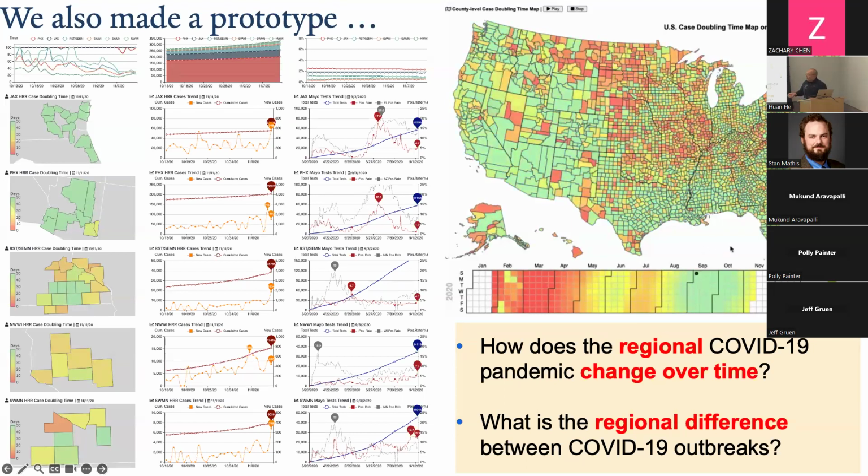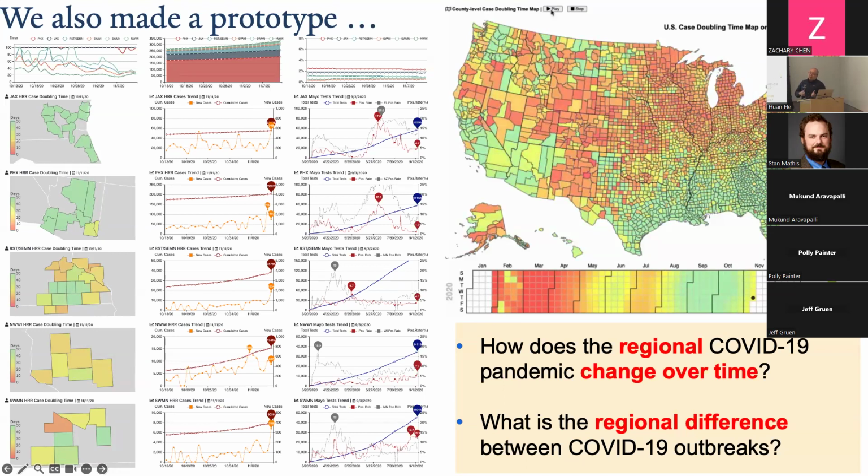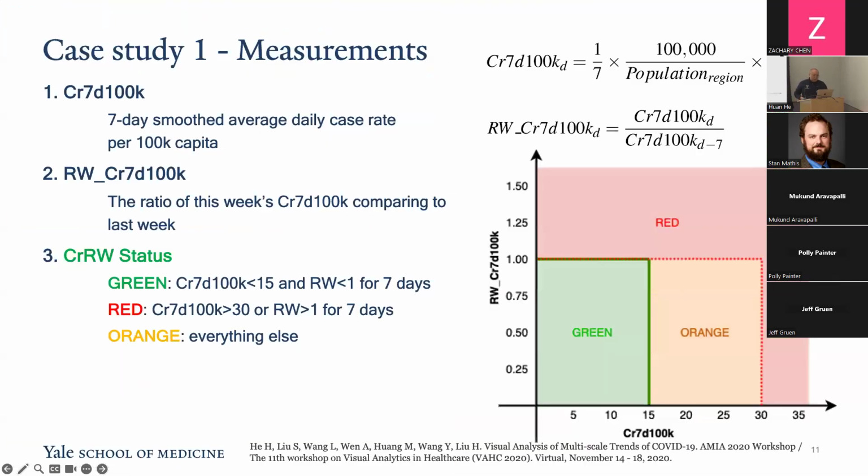Then we have this question: how can we know how those things change over time, and especially the overall picture of changes over time? And we also want to compare with other regional differences, like compare with Texas, how Minnesota's overall situation looks. Then we want to design something different for this. So first of all, we need a new indicator. Not only the number of cases, we have this called CRRW status. Basically, it compares the number of cases per 100K, and also the number compared with last week.